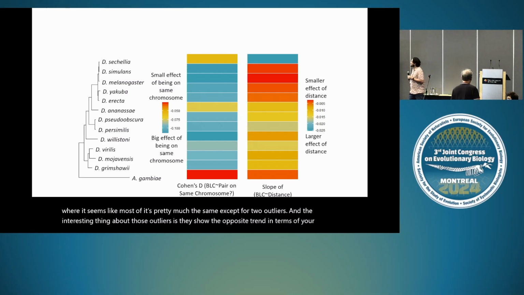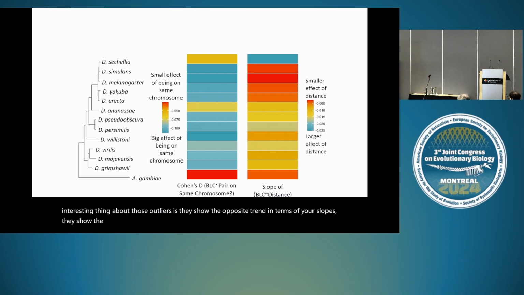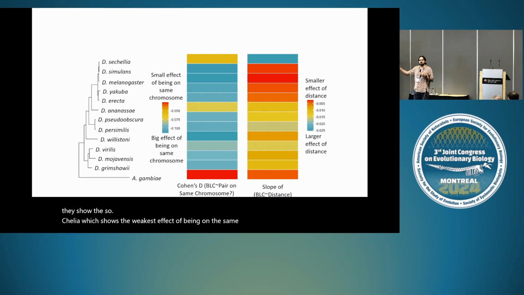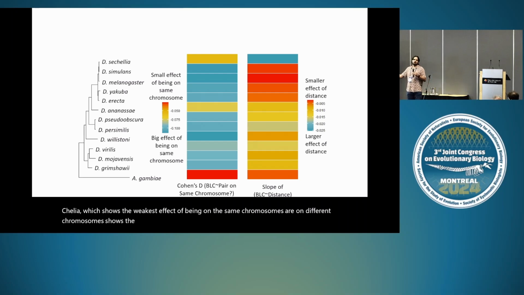Seychellia, which shows the weakest effect of being on the same chromosome or on different chromosomes, shows the strongest effect of how far apart on chromosomes you are, whether you co-introgress, or whether you're co-evolving or not.